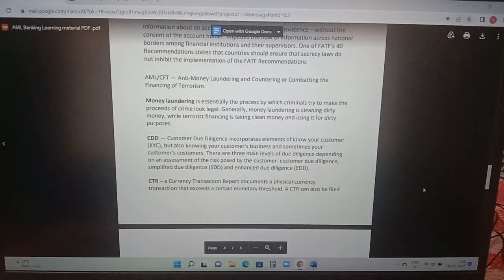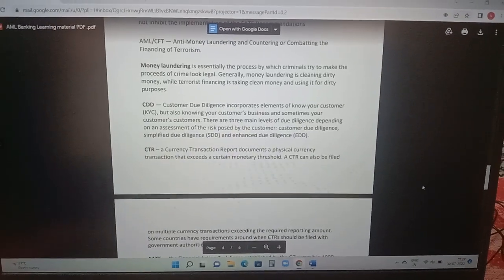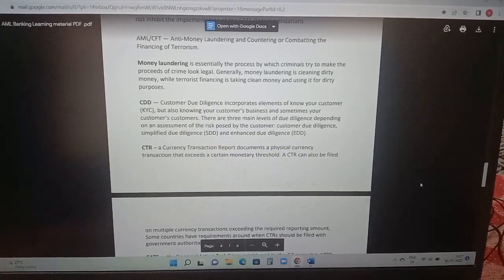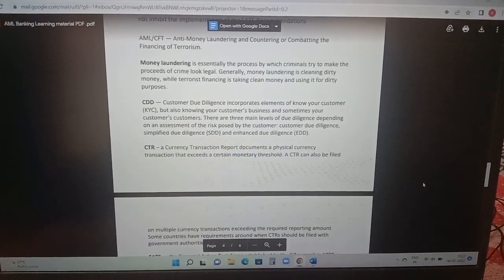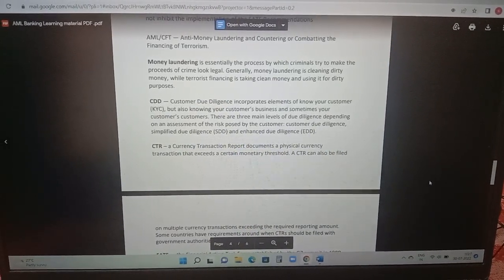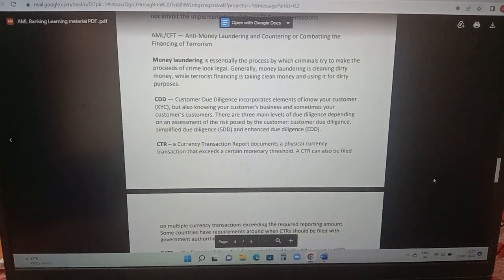So, money laundering I've previously discussed. Just one more sentence which I wanted to include in that. It's a process by which criminals try to make the proceeds of crime look legal. Generally, money laundering is cleaning the dirty money, while terrorist financing is taking clean money and using it for a dirty purpose.